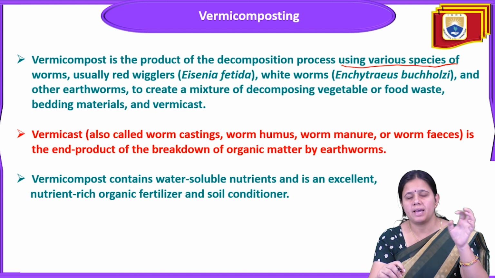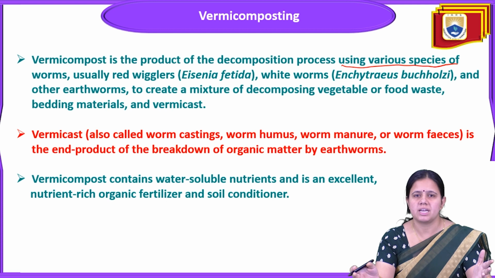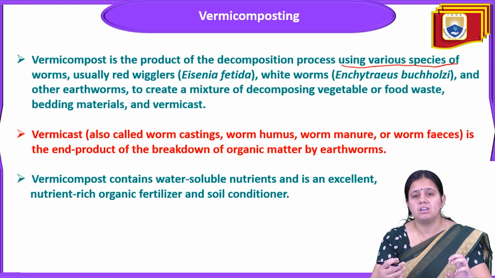So what happens at the composting site: solid waste will be there, the organic waste, and with that solid waste we add some earthworms, some worms. That earthworm will feed on and degrade the organic waste. So basically vermicomposting involves composting by using earthworms. Using earthworms to degrade solid and organic waste is called vermicomposting.